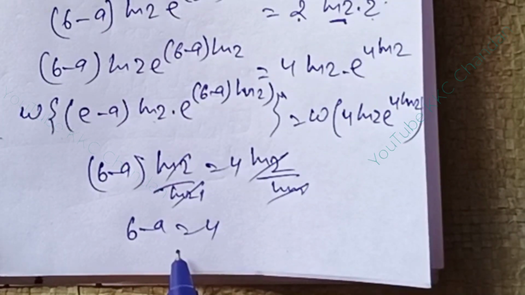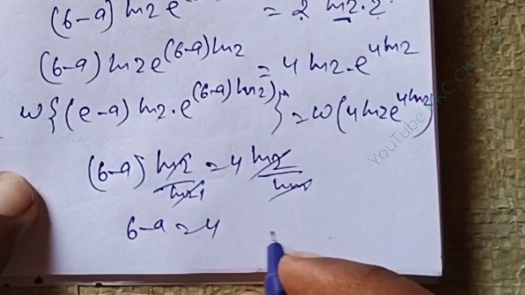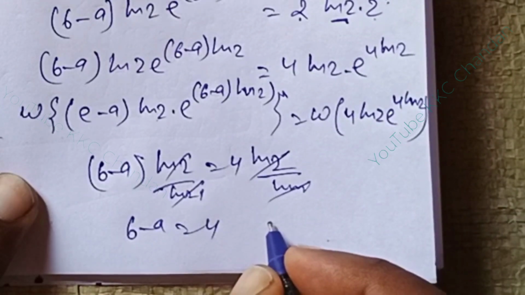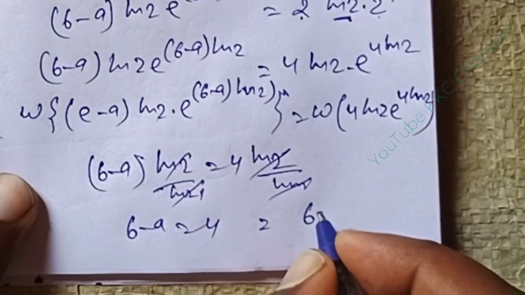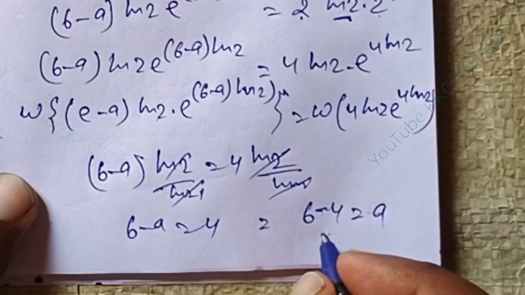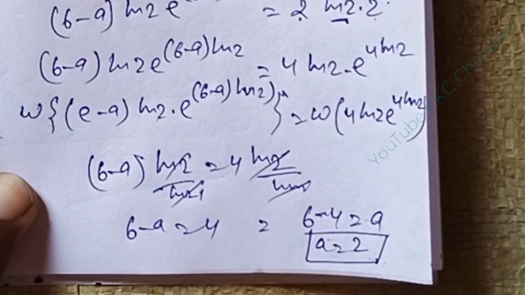6 minus a is equal to 4. Therefore, the value of a is equal to 6 minus 4, and a comes to this side positive. Therefore, a is equal to 2. The final value of a is 2. This is the correct way to solve this problem.